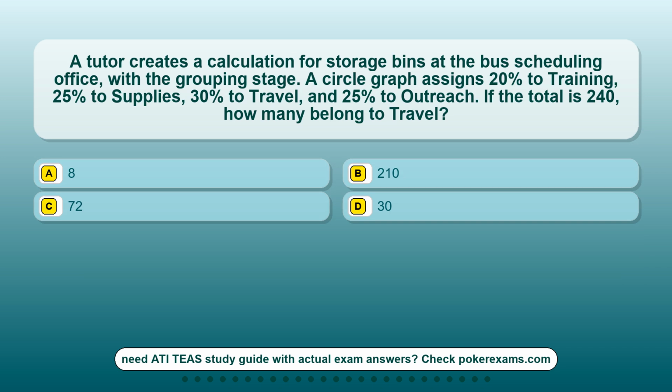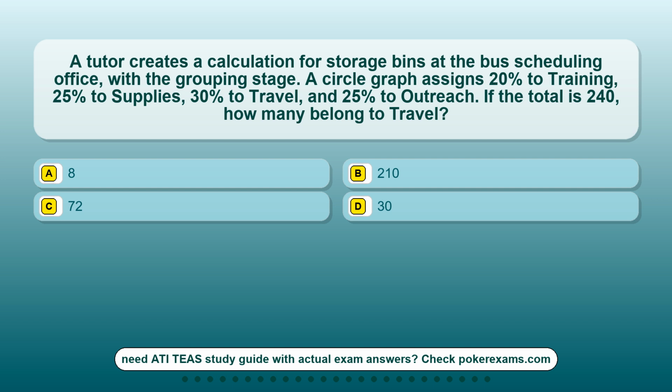Question 14. A tutor creates a calculation for storage bins at the bus scheduling office, with the grouping stage. A circle graph assigns 20% to training, 25% to supplies, 30% to travel, and 25% to outreach. If the total is 240, how many belong to travel?